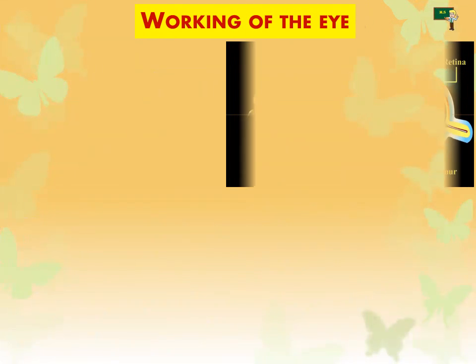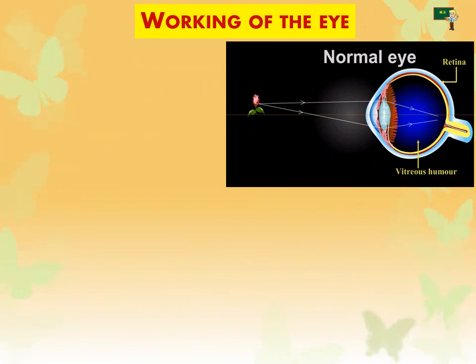Working of the eye. Here in this picture you can see this flower, the light moves through the pupil and everything, and finally at the retina it forms an inverted image. You can see it is an inverted image, right? This is the working of a normal eye.